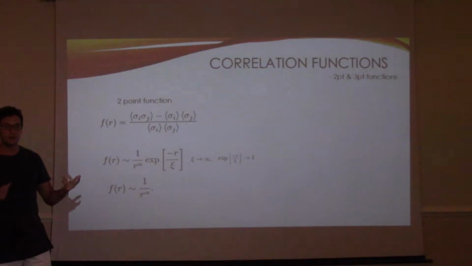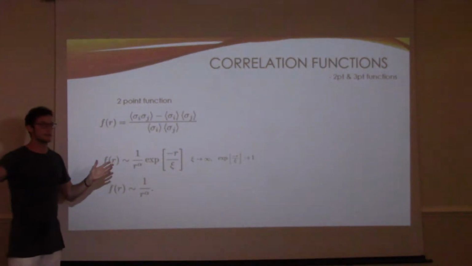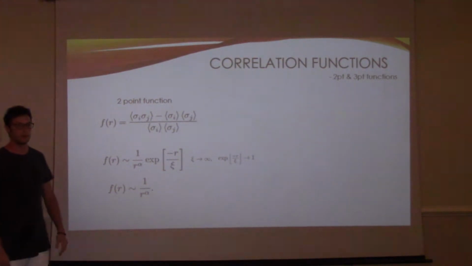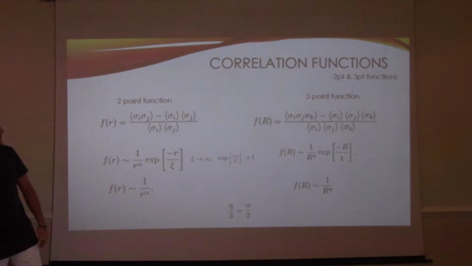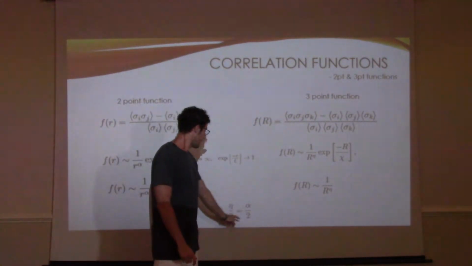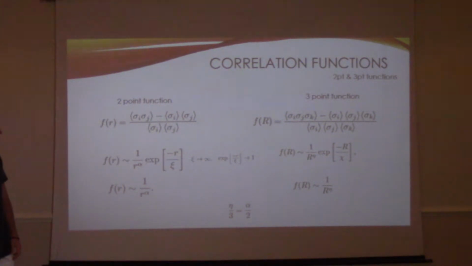Now, at the critical point, we have the correlation length going to infinity, right? And so this is the general form of the equation. Of course, for three-point functions, it's very similar. We're just adding an extra site k, all right? But the form is very similar. In addition, we know how to relate these critical exponents. So with this tool, we're going to then apply it to our fire data.